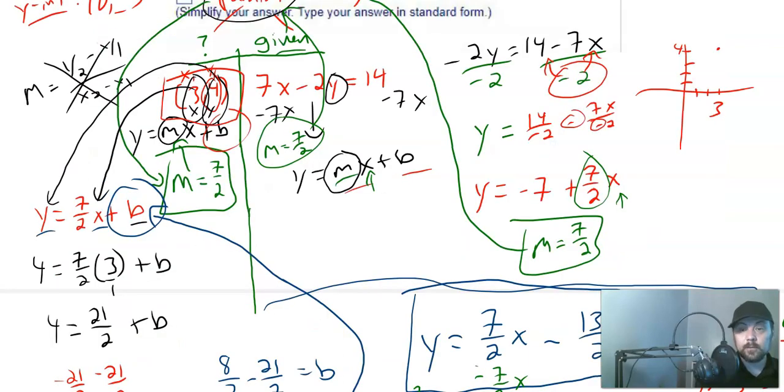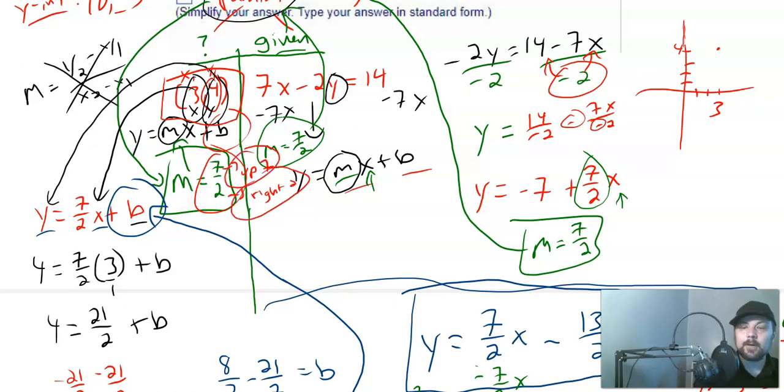And so we can do this here. 3 comma 4 is a point we already know is on the line. We can use that as our starting point and then apply the slope as our map to help us find a second point from there. And so the slope, we think of it as rise over run. So this is going to be up 7 and then to the right 2. And that will help me find a second point.